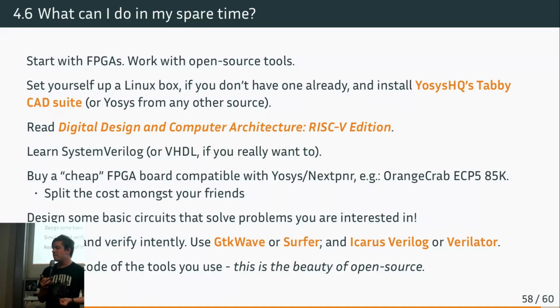I would also recommend buying a cheap FPGA board that's compatible with Yosys and nextpnr. The one that I used was the OrangeCrab 85K, which is a Lattice device. I put cheap in quotes because it's not really. I recommend splitting the cost amongst your friends. I did that, and you can have it on loan for a couple of weeks.